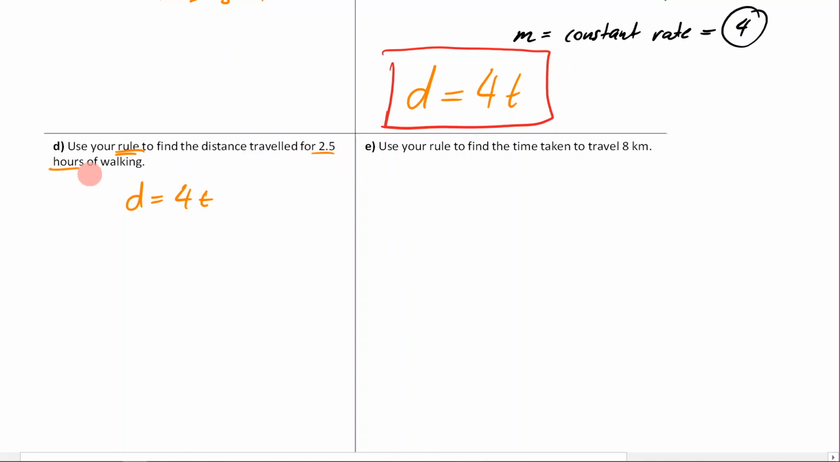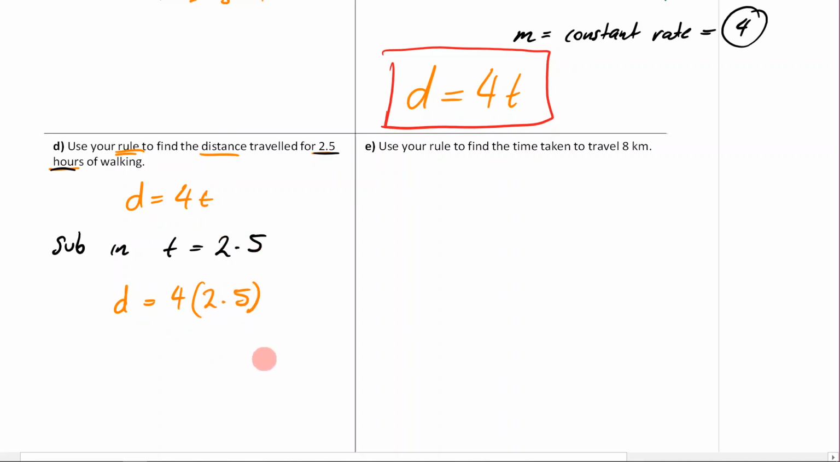So they've given me 2.5 hours of walking, and they're asking me to figure out what the distance is going to be. They've given me the time. Sub in t is equal to 2.5, because you see how it says 2.5 hours of walking? Figure out the time. So we want to sub in the time. So we're going to come over here now, and we're going to go that d is equal to 4, and then into my t spot, I'm going to put 2.5.